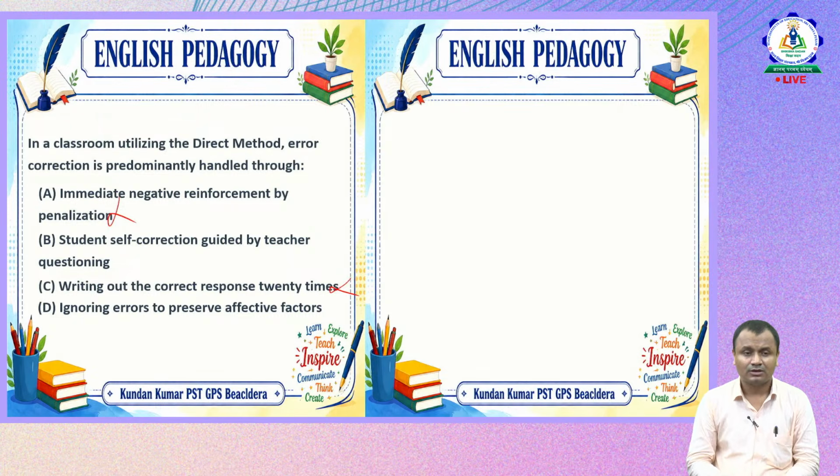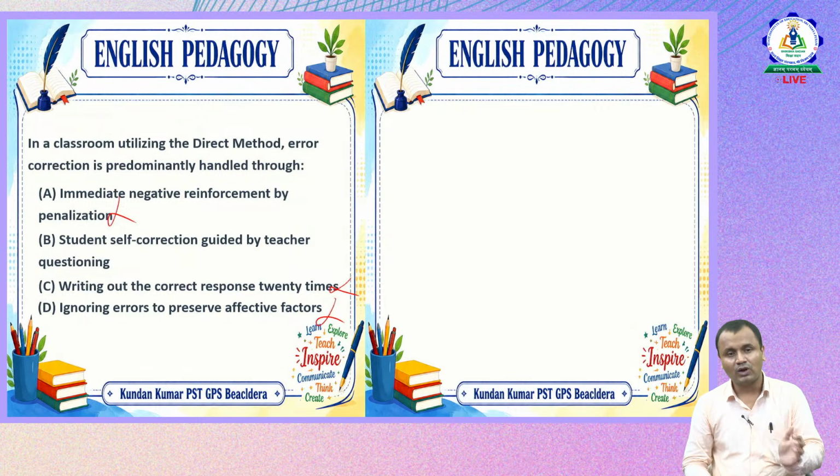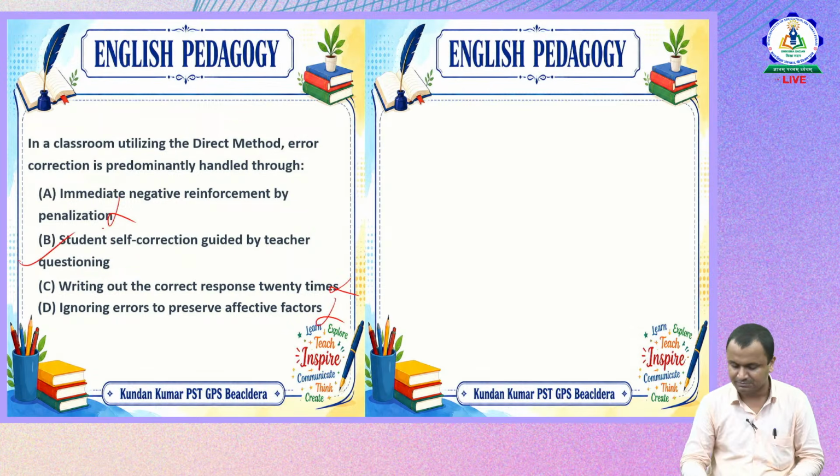Ignoring errors. If we ignore the errors, how will we improve? So we cannot ignore the errors. Now we have only one option left, that is student self-correction guided by the teacher questioning. Student will do self-correction. Student will check whether he or she is on the right path or the right way or not with the help of questioning done by the teacher, which means scaffolding by the teacher. Option B.